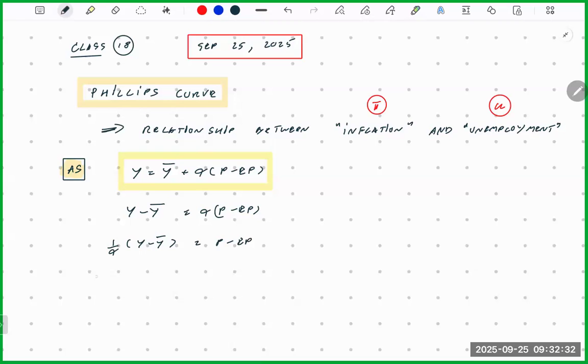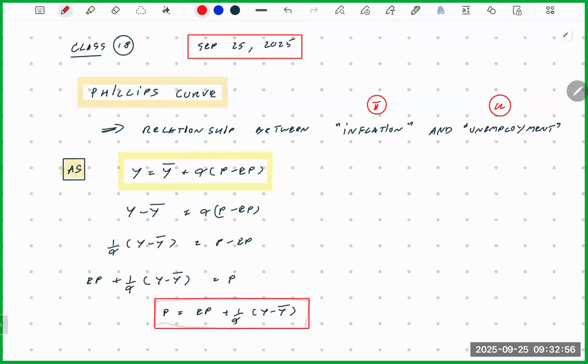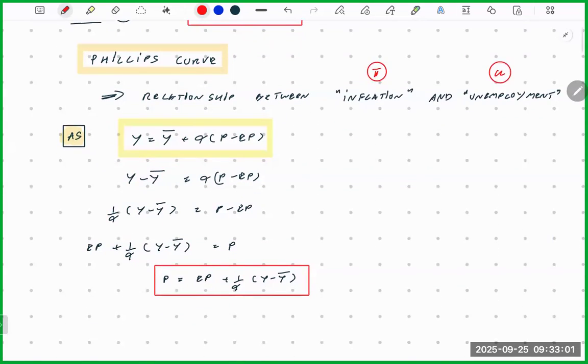And then I move EP to the left. It becomes EP plus 1 over alpha (y minus y bar) equal to just P. Then I'm going to flip the equation, moving left to the right, right to the left. I get P equal to EP plus 1 over alpha (y minus y bar). So I converted the aggregate supply equation back to the price equation. The change of price depends on two factors.